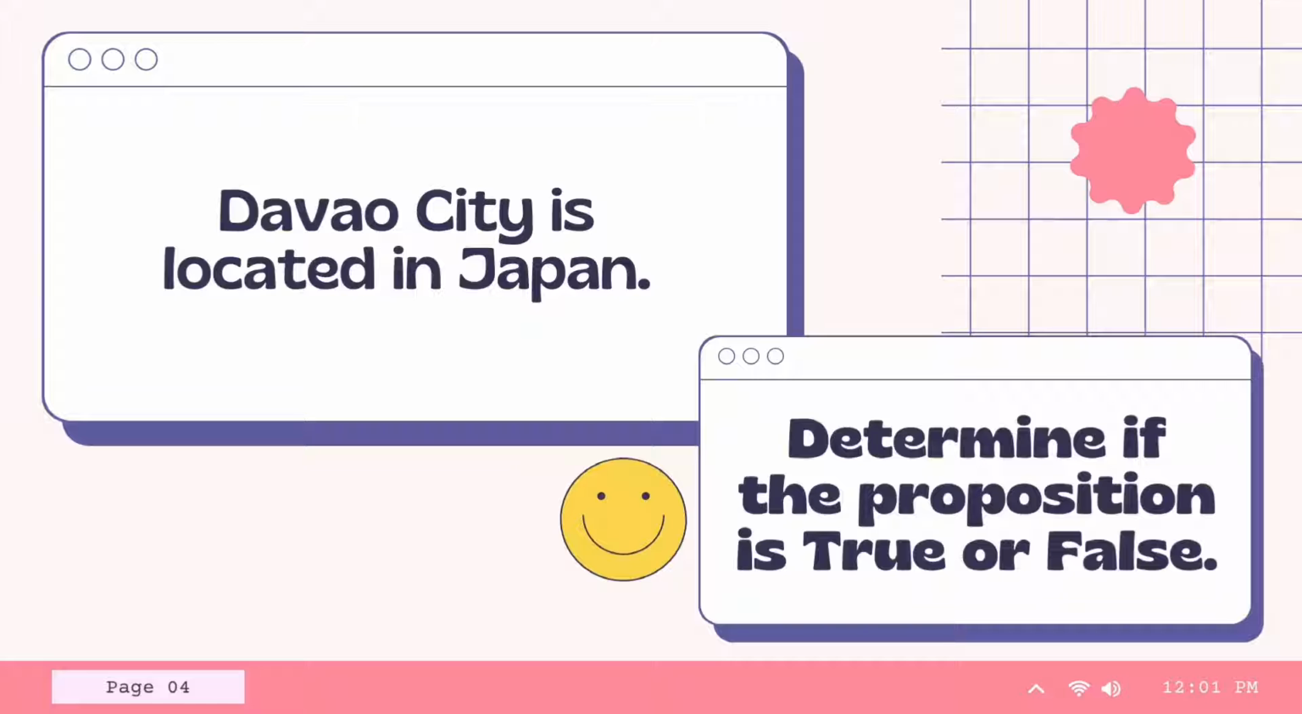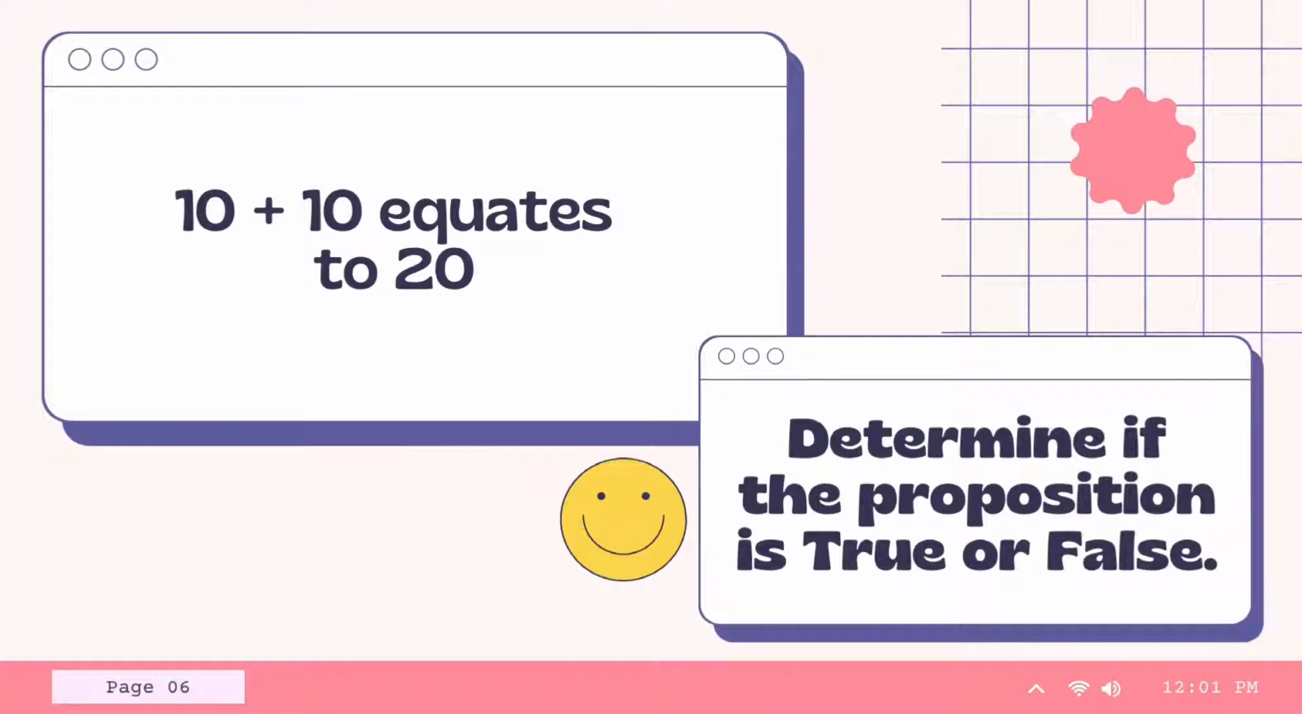Now, let's try to determine if the proposition in the box is true or false. Davao City is located in Japan. Is the statement correct? If you pick false, then you got the correct answer. Davao City is in fact not located in Japan, but rather in the Philippines. Let's try out another one. 10 plus 10 equates to 20. Is it true or false? If you pick true, then you are correct once again.